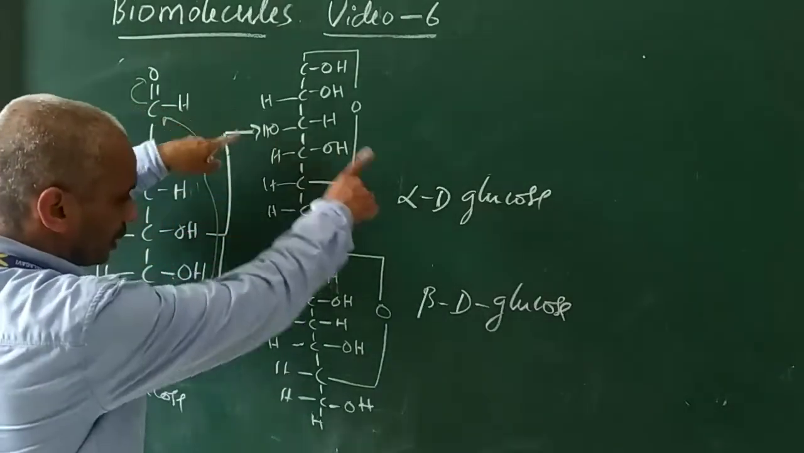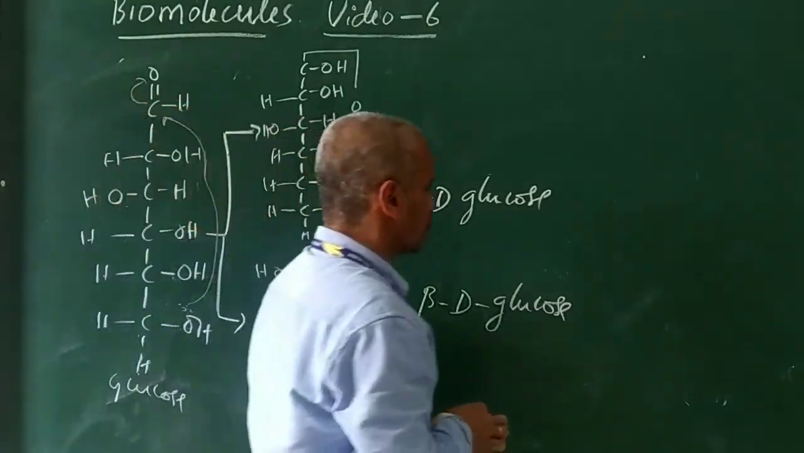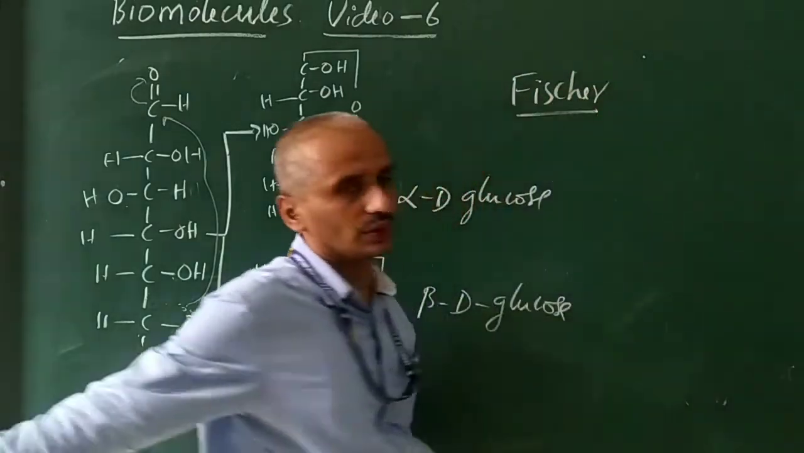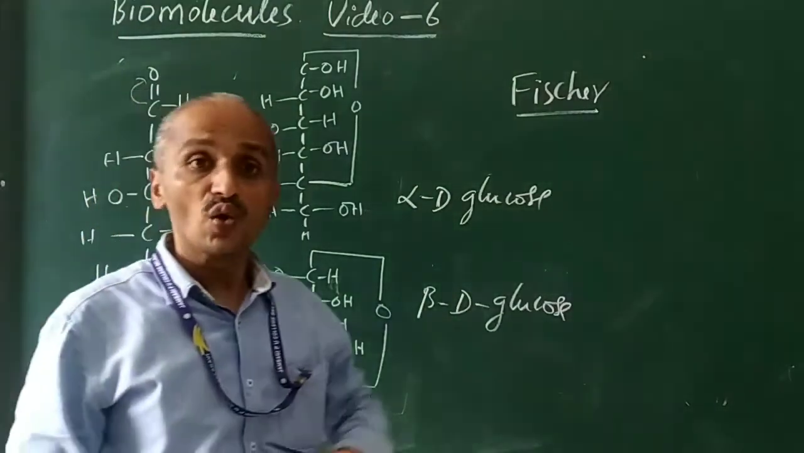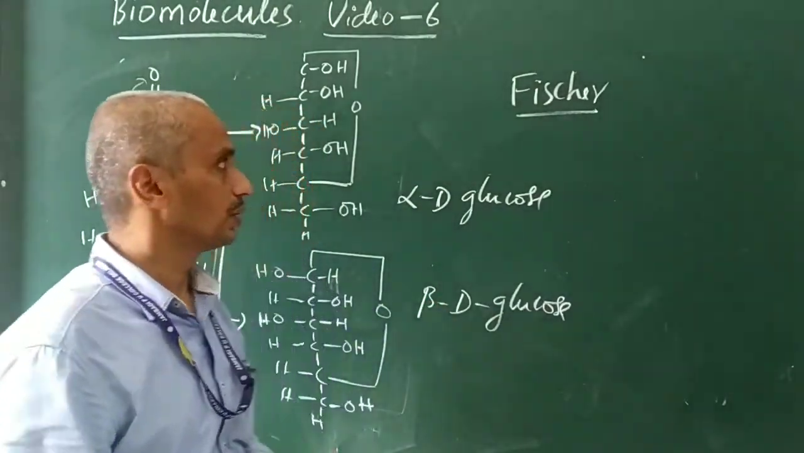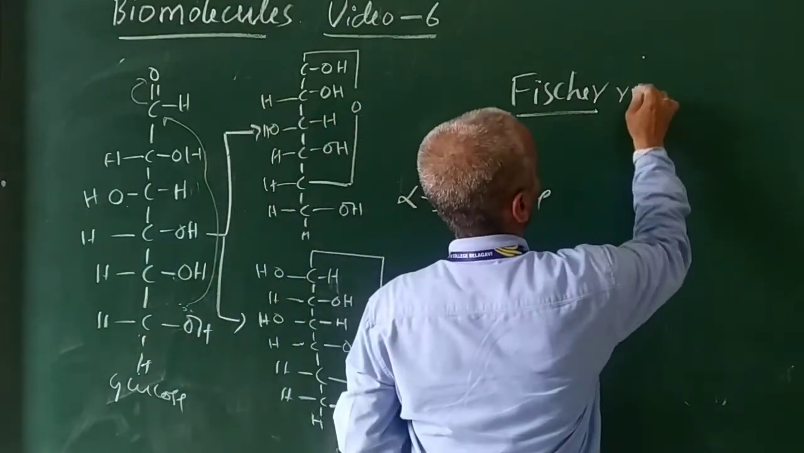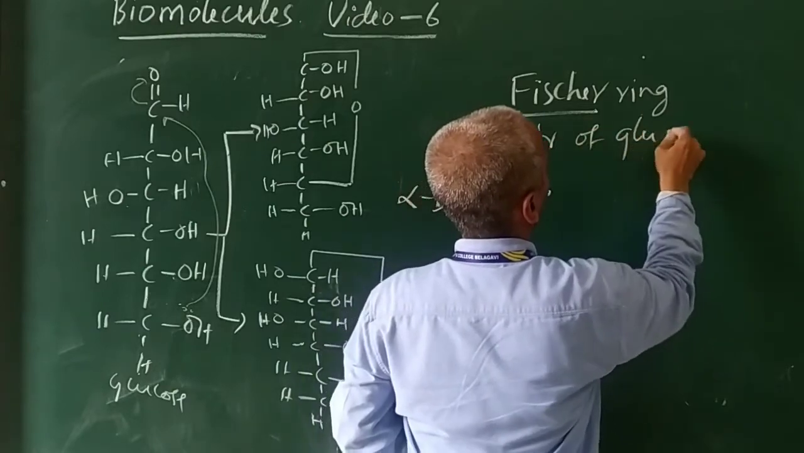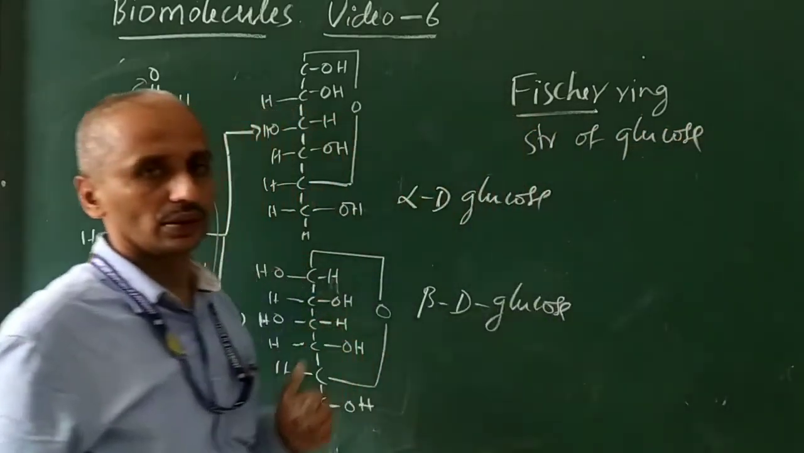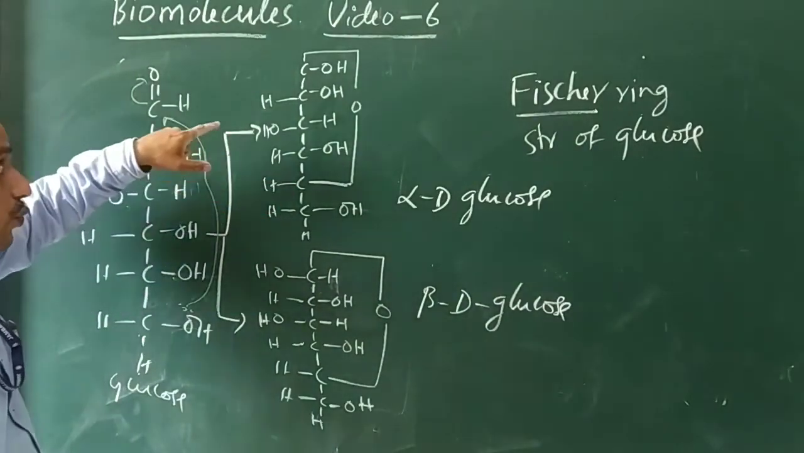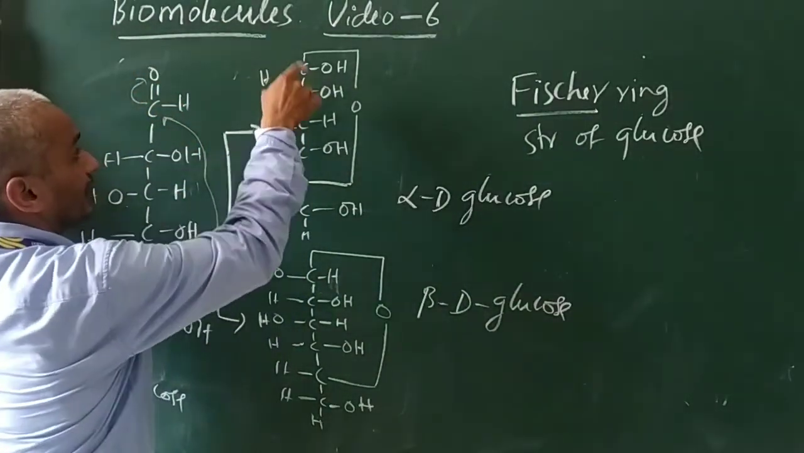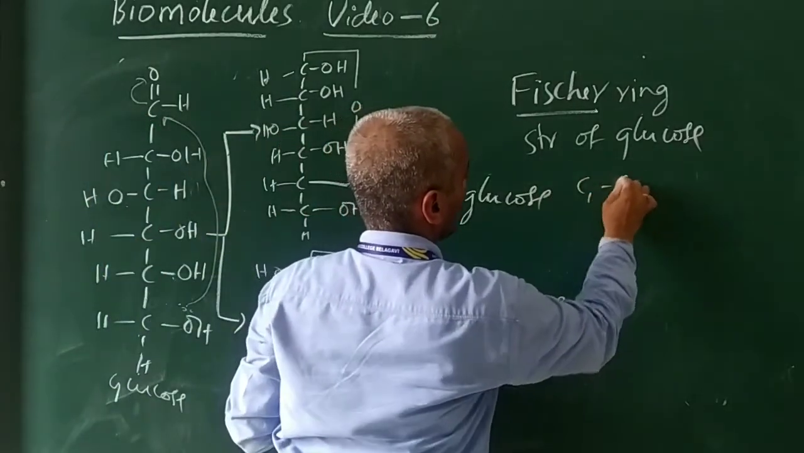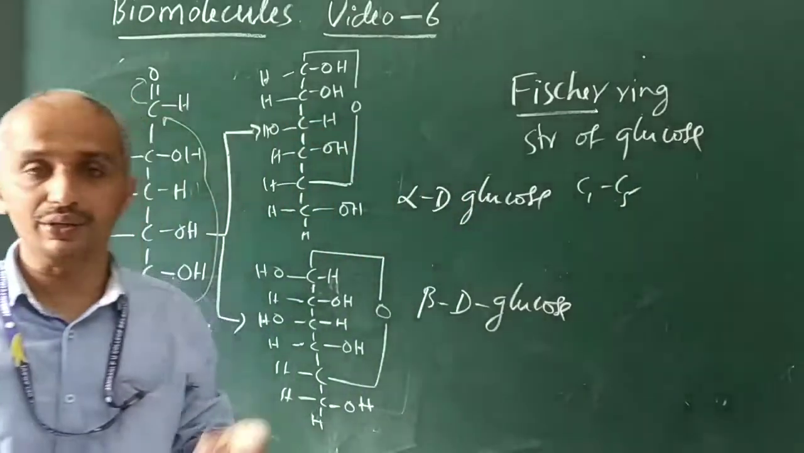Second, writing like this, the cyclic structure is called the Fischer structure, because the scientist Fischer gave this Fischer ring structure for glucose. Note this. Now, there is a hemiacetal ring from C1 to C5. This is the third note.